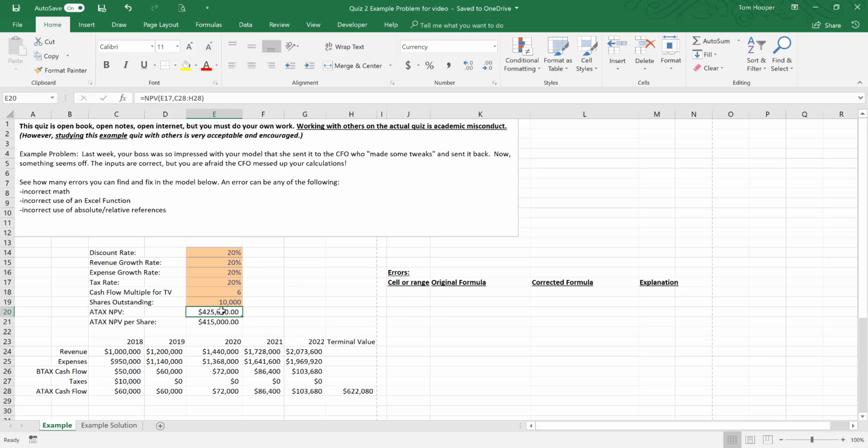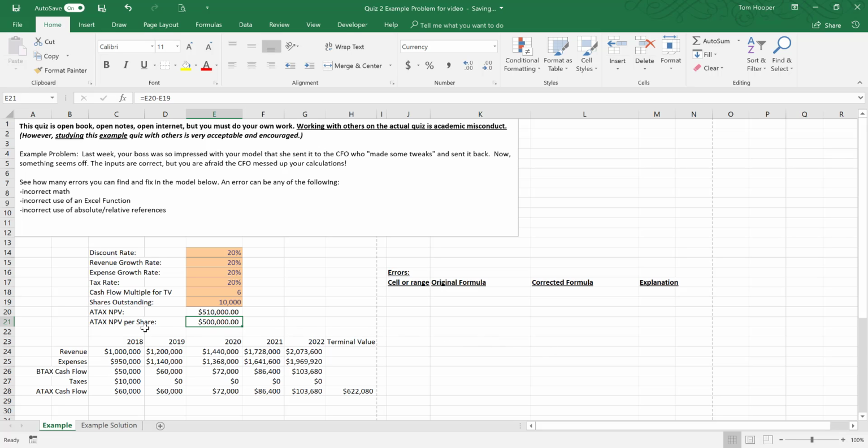For example, we know that the biggest pitfall with NPV is to not take this first cash flow out of the NPV because it discounts everything inside the NPV function. We want to put that first cash flow outside so it doesn't get discounted. And now we're doing this correctly. I guess another error we have here is now we're discounting at the tax rate. That's an error. We need to be discounting at the discount rate. Now I think that formula is correct.